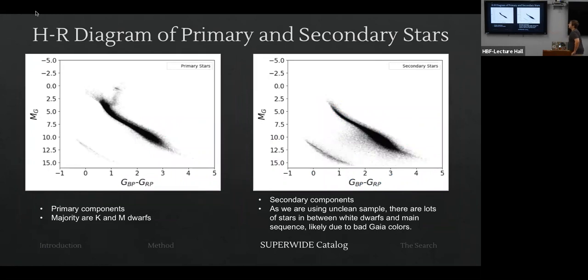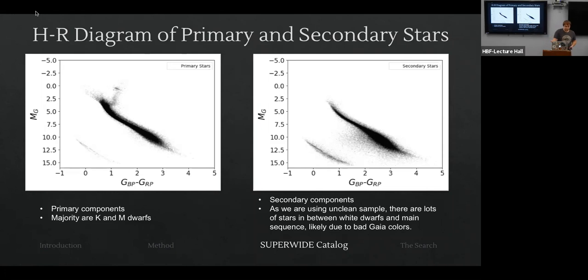So here are the HR diagrams, or not HR, color magnitude diagrams, my apologies, of the primary and secondary stars. You can see that we span most of the spectral ranges. I don't think we have any O stars. I don't believe so. The majority of them, though, are K and M dwarfs, mostly because we're doing a proper motion limited survey.